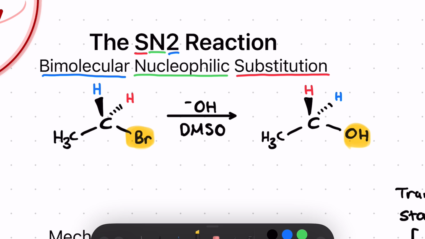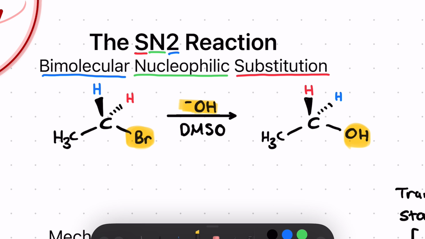The N here stands for nucleophilic. So the N indicates that this is a nucleophilic substitution, which means we're going to be using a nucleophile. In this case, our nucleophile is given right here. That's hydroxide. A lot of reactions are going to have nucleophilic and electrophilic versions. So we're going to start with nucleophilic substitution, and we'll see electrophilic substitution down the line.